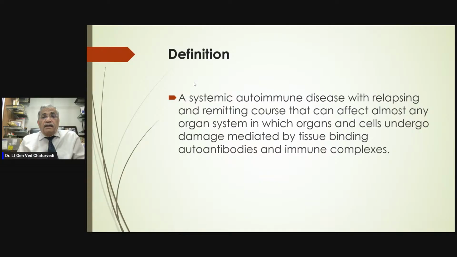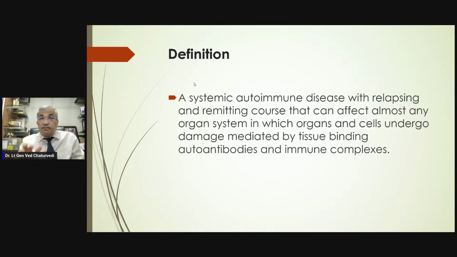Now, we are not concerned with definition, but the biggest harm of lupus is that photograph which shows the butterfly rash. So people always think SLE means a butterfly rash. But if you read this definition, a systemic disease, so it's not a skin disease, it's a systemic autoimmune disease. So the most important word in this is systemic disease. And the next important word is autoantibody.